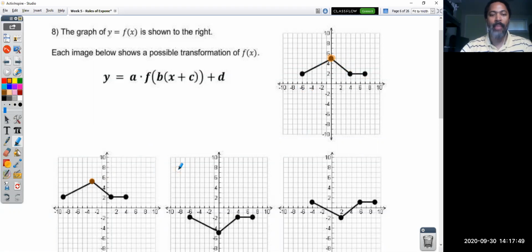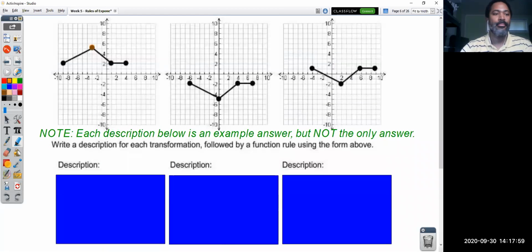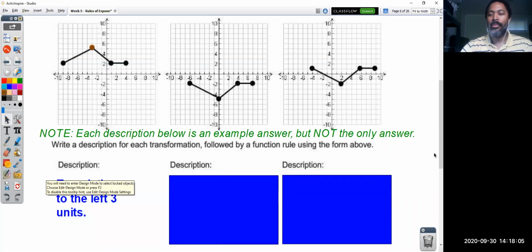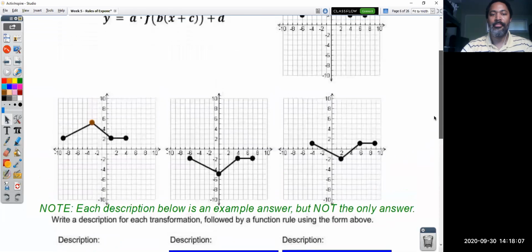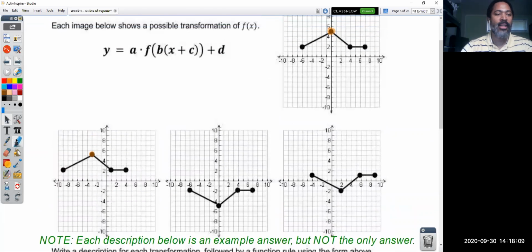Looking at the overall shape, it kind of looks like it just moved to the left. How far though? Well, if this is at 0, 5, and this is at -3, 5, it must have moved 3 to the left. So that's our description. It moved 3 to the left. We call that a translation. We can verify this by looking at 2 other points.